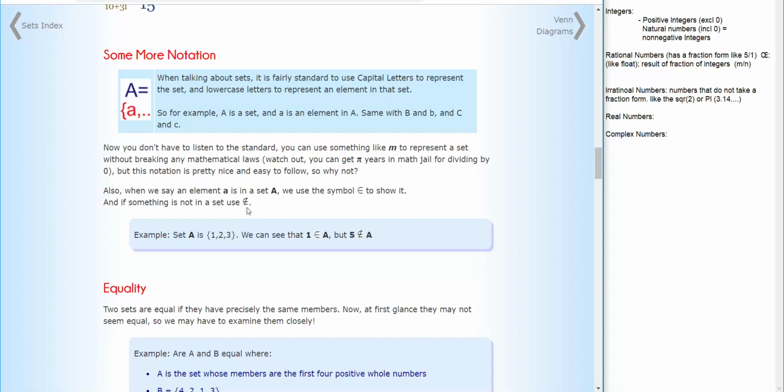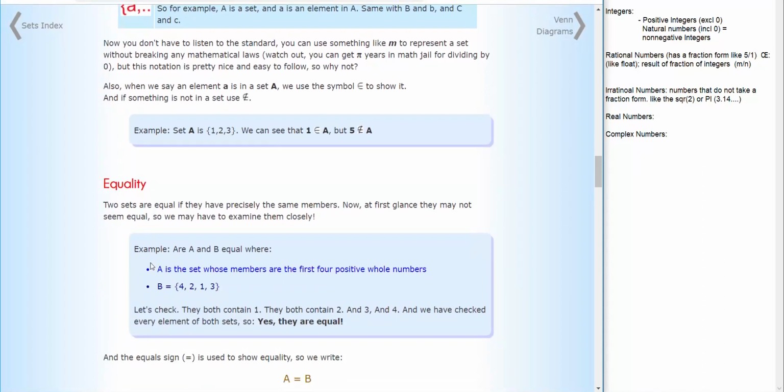It's not a set, we use this. So assuming the larger set is A, 1, 2, 3, you can say 1 belongs to A, and 2 belongs to A, and 3 belongs to A. But 10 or 5 does not belong to A, using the symbol here.